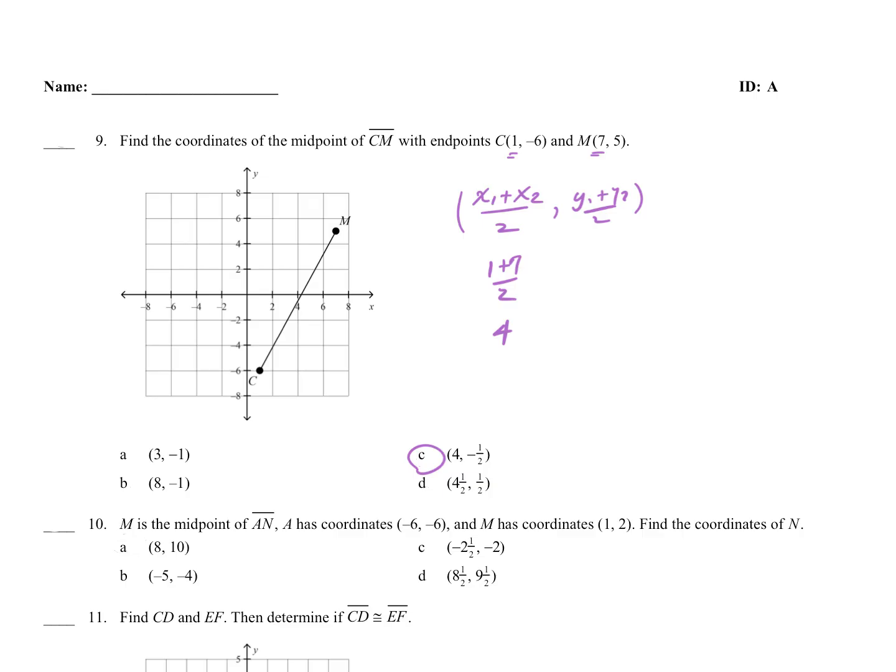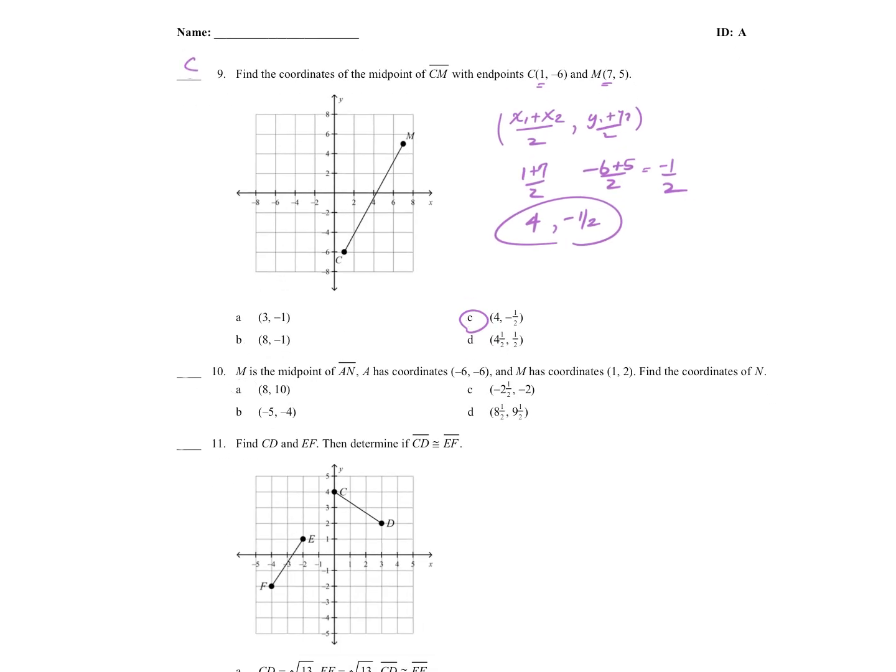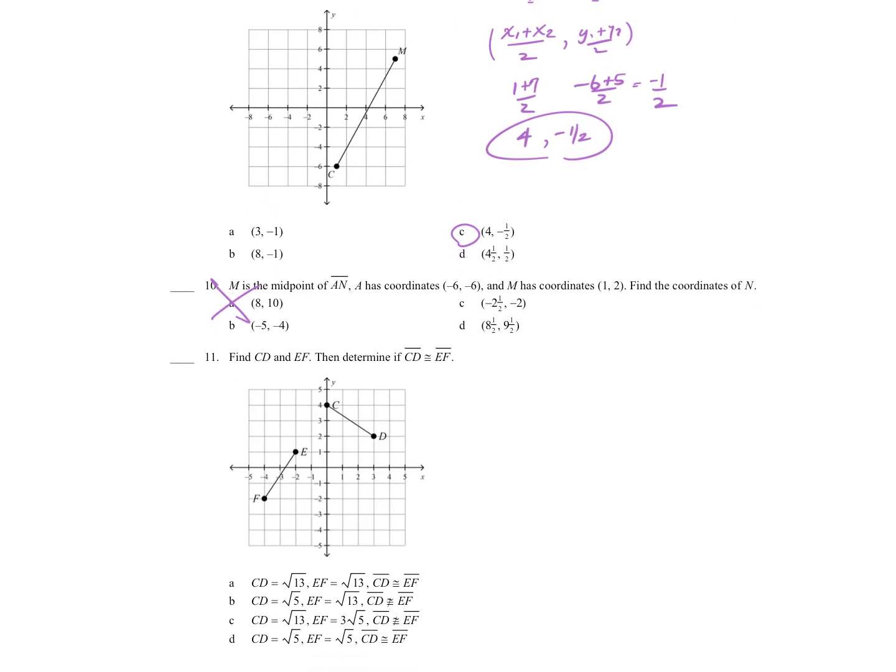Okay, be smart about this. And then we've got negative 6 plus 5 over 2, which is negative 1 over 2. So it's positive 4, negative 1/2. So that would be C. For number 10, that's another one. Don't worry about it. For number 11, they're asking us to find CD and EF.